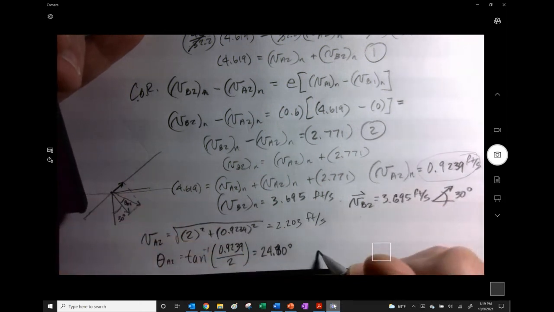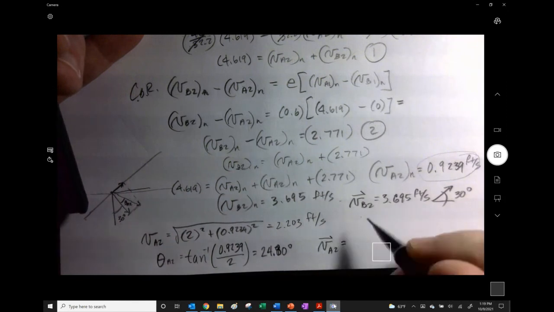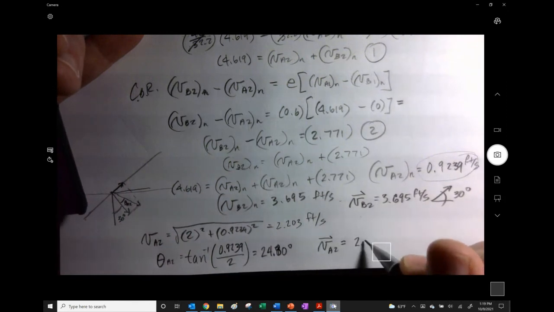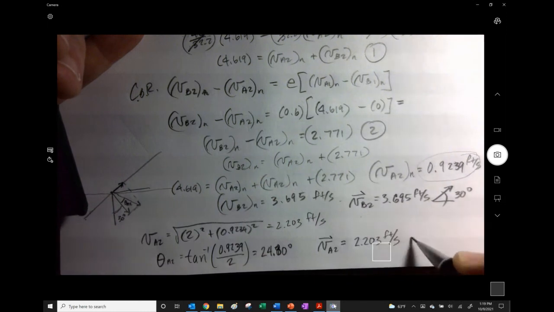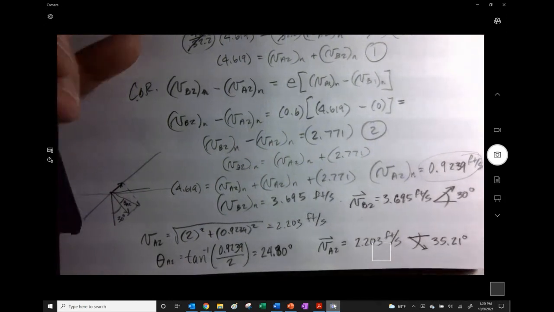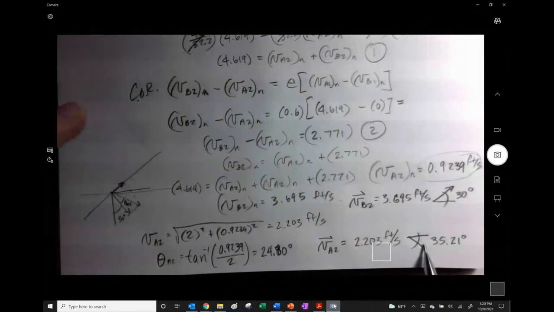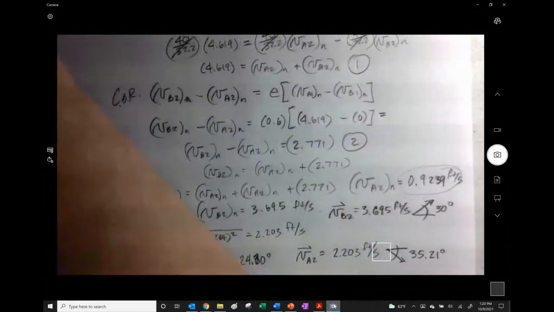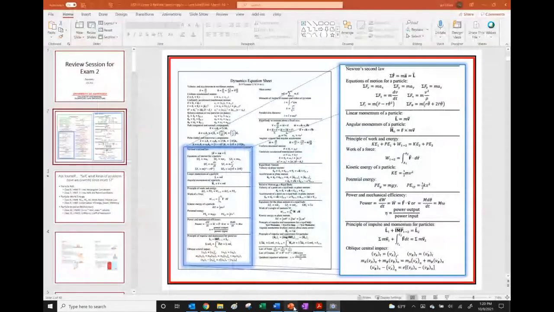And so what we're going to find for VA2 is it's going to be going 2.203 feet per second, and the angle this forms right here is 35.21 degrees. So no, it is not moving towards the center of the thing.